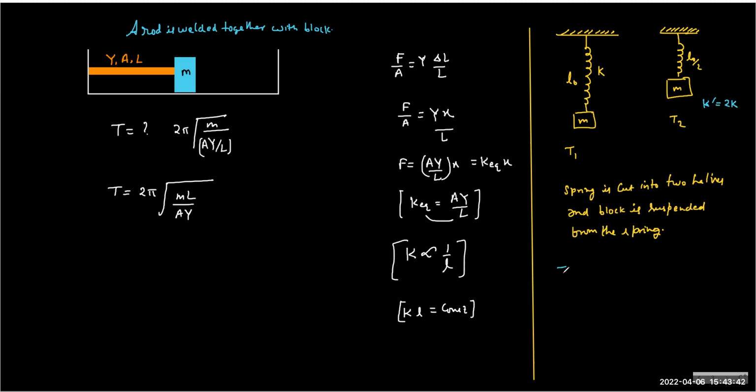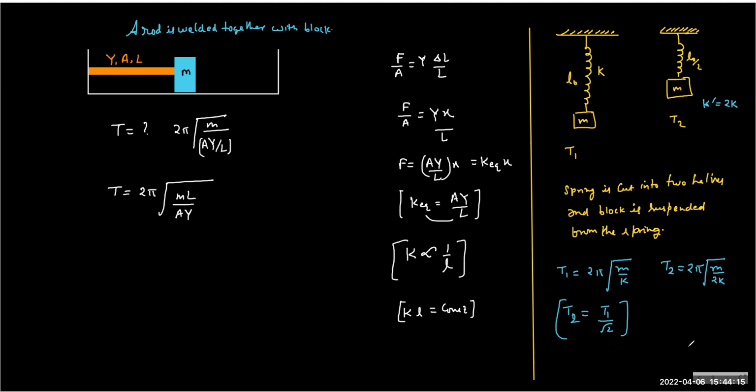Yes. So T1 will be 2 pi under root m by k. So T2 becomes 2 pi under root m by 2k, and therefore you can say T2 is T1 by root 2. Like this. So they may give you the time period of the first case, and they may expect that you can answer the time period of the second scenario. Is this clear? Yes, sir. Yes.